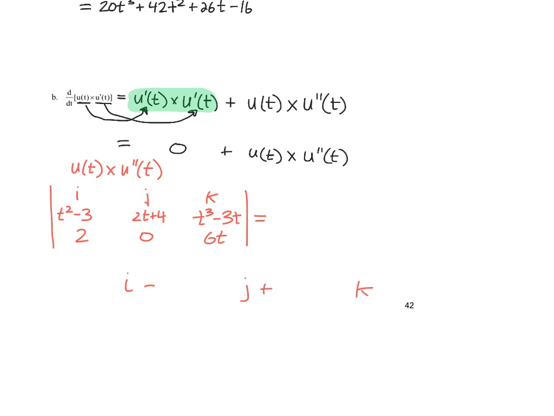Now there are some clean-ish parts of this where I expect some components to cancel out nicely. So maybe I don't need as much space, but I'm preparing for the worst. All right, so for the i, we got the downward diagonal giving us a meaningful product, but the upward diagonal is going to go to 0, so it's just 12t squared plus 24t.